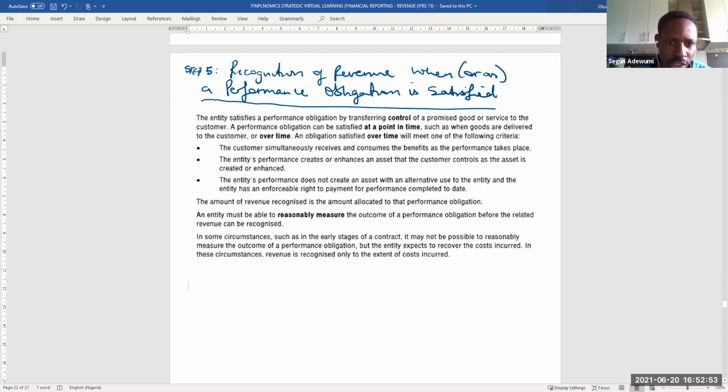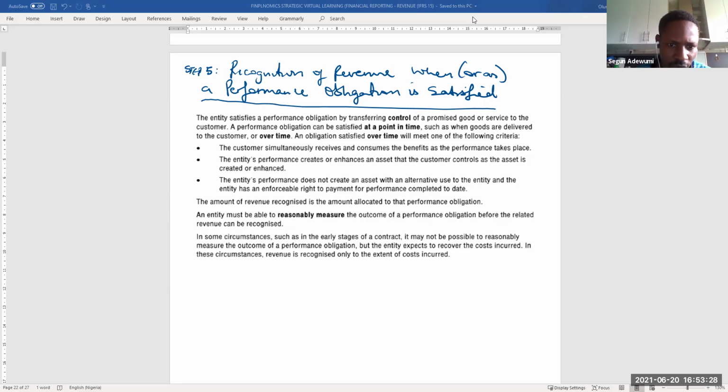The customer simultaneously receives and consumes the benefits as the performance takes place. The entity's performance creates or enhances an asset that the customer controls as the asset is created or enhanced. The entity's performance does not create an asset with an alternative use to the entity, and the entity has an enforceable right to payment for performance completed to date.